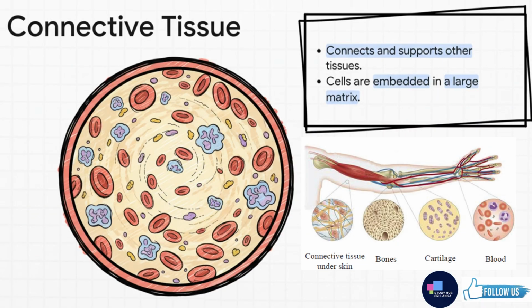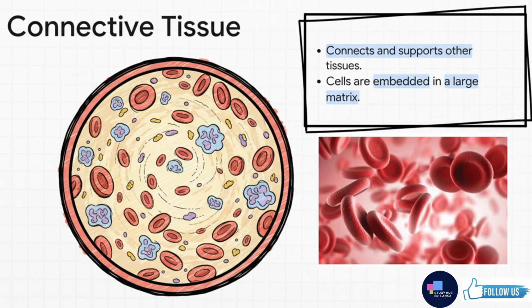Next, we have connective tissue. And just like the name says, its main job is to connect, support, and bind other tissues together. The defining feature is that its cells are kind of scattered around in a non-living substance called a matrix. Now, here's a great example that might surprise you. Blood. Yes, blood is a type of connective tissue. The fluid part, the plasma, is the matrix, and the red cells, white cells, and platelets are just floating in it, connecting the entire body.